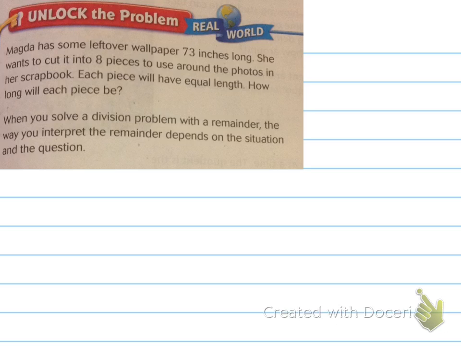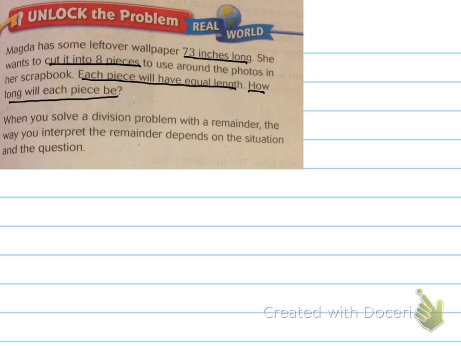So you should write down 73 inches long. Cut it into 8 pieces. Each piece will have equal length. How long will each piece be? That's what you need to write down.